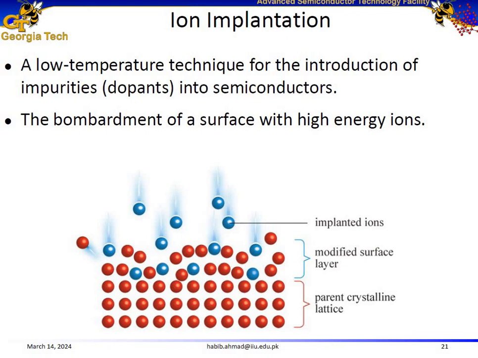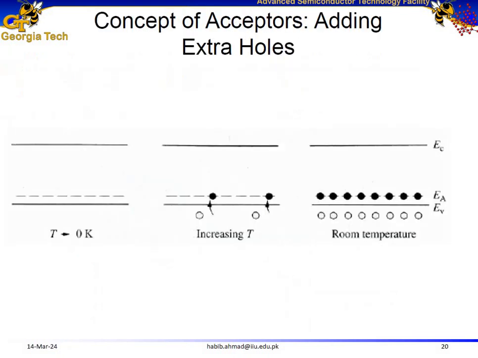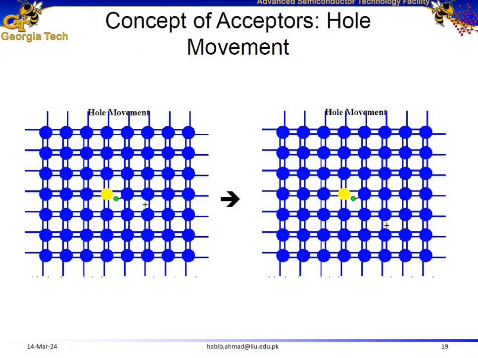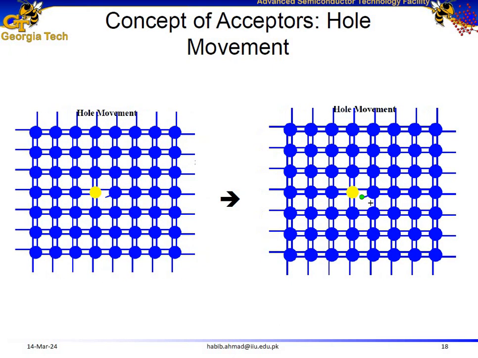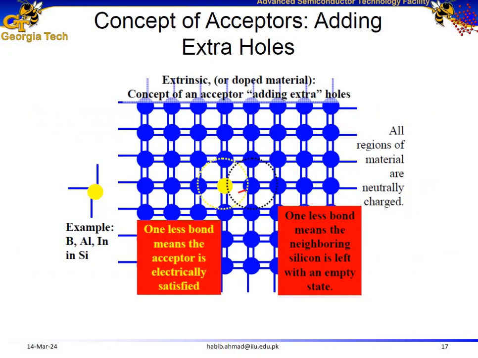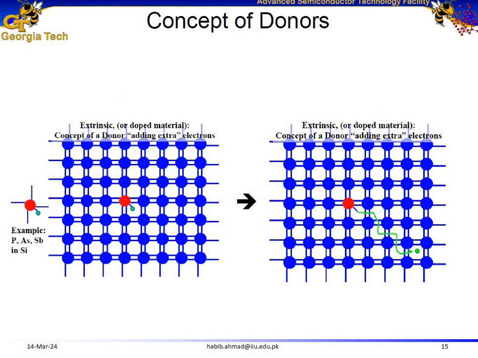Now let us talk about the ion implantation. So I discussed the p-type doping of silicon, for which we need trivalent impurity, and the n-type doping of silicon, for which we need pentavalent impurity. But now the question is, how do we dope the silicon material with n and p-type impurities?